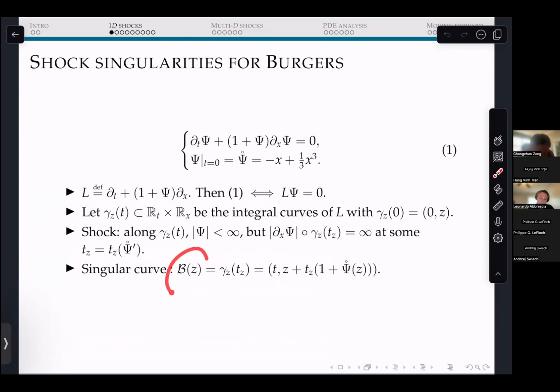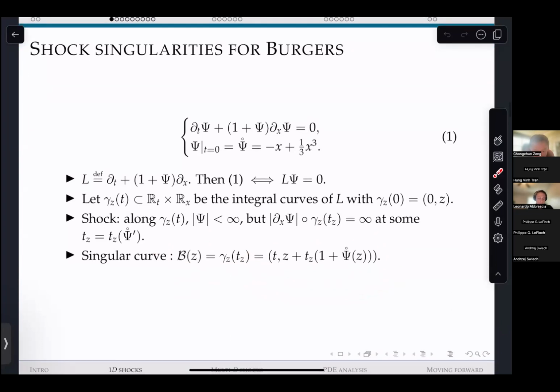You can in fact construct a full curve of singular points. You just plug in the characteristics. This is literally the characteristics which we know how to solve. And at this set of points, given any z, the solution blows up in finite time. Okay, and I'll show you a picture in a second.